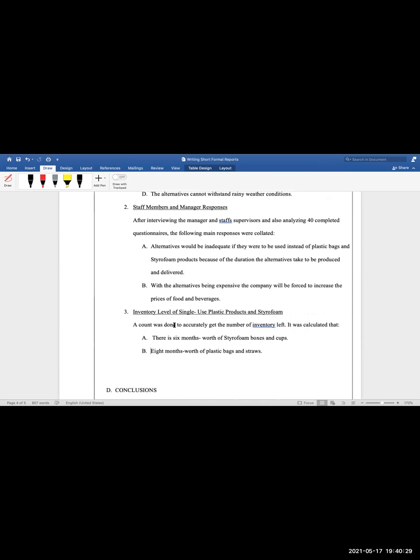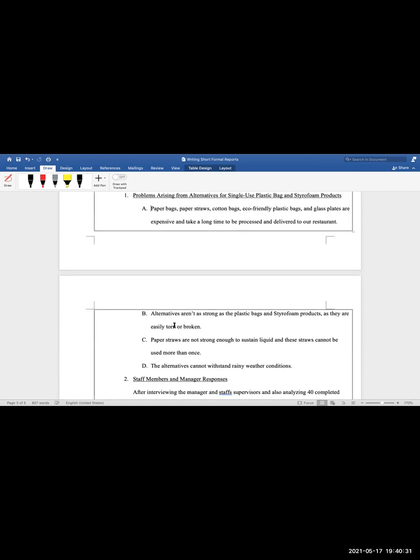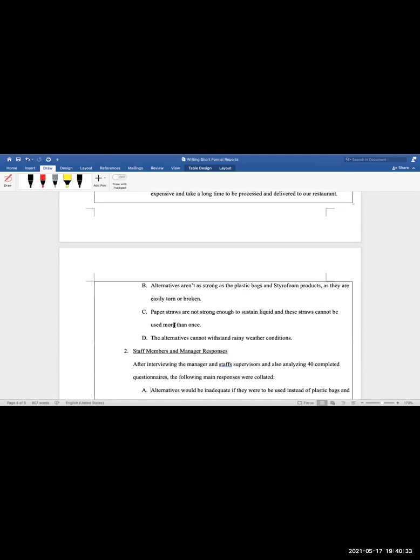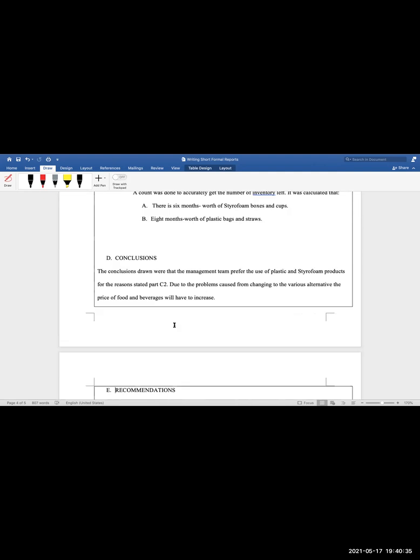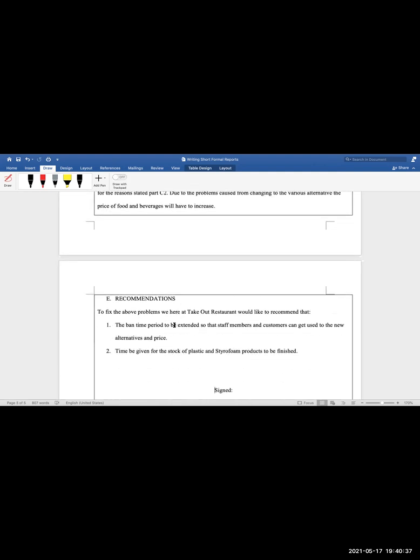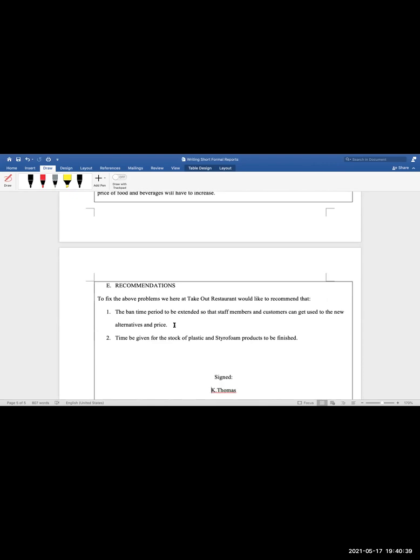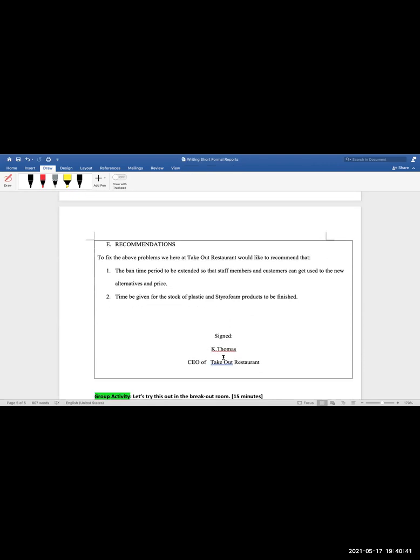Do we see that? We're seeing that, right, guys? Yes, sir. And then we're seeing the conclusion and the recommendation. I'm not even getting into whether or not it is correct or not. All right. And it is signed by a specific person.